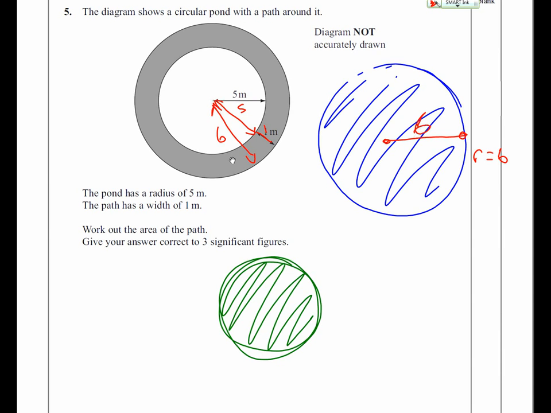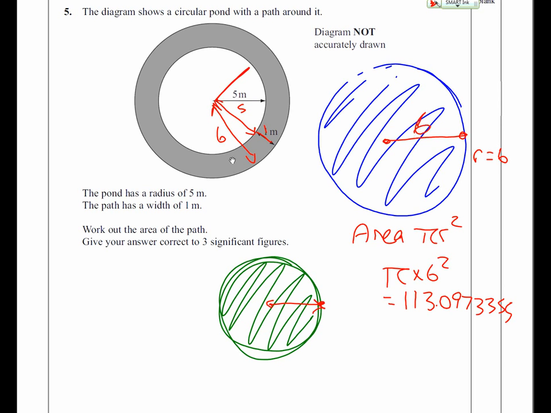If we want the area, then it's pi r squared. So we're going to do pi times 6 squared. And you can do that in your calculator if you want to. You get 113.0973355.